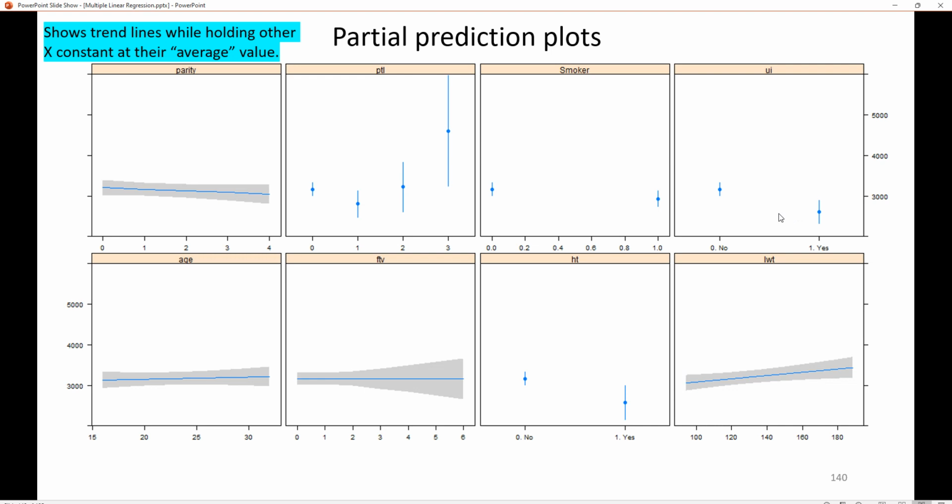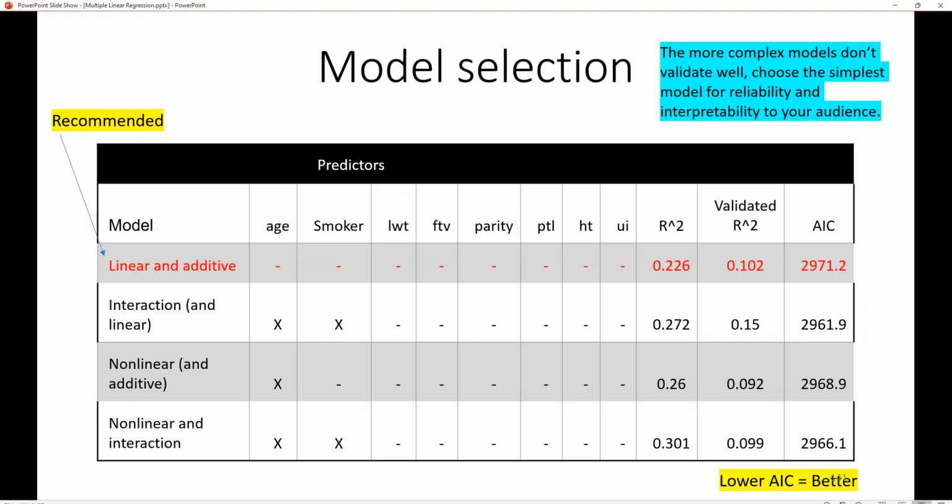as uterine irritability. We see mothers that indicated yes also have lower birth weights. And so now we're going to look at our model selection. The more complex models don't validate well, so choose the simplest model for reliability and interpretability to your audience.